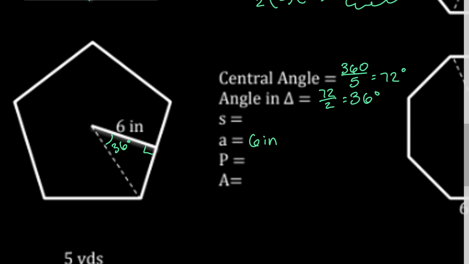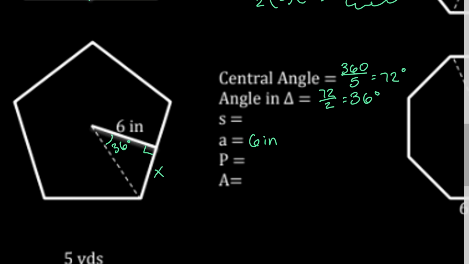The side length. So I can use this right triangle here, in which the apothem is always perpendicular to the side. How would I go about solving for this length? Trig. Do I have the radius measure? No. If I did, I could use Pythagorean theorem, but I don't. So I have to use trig.